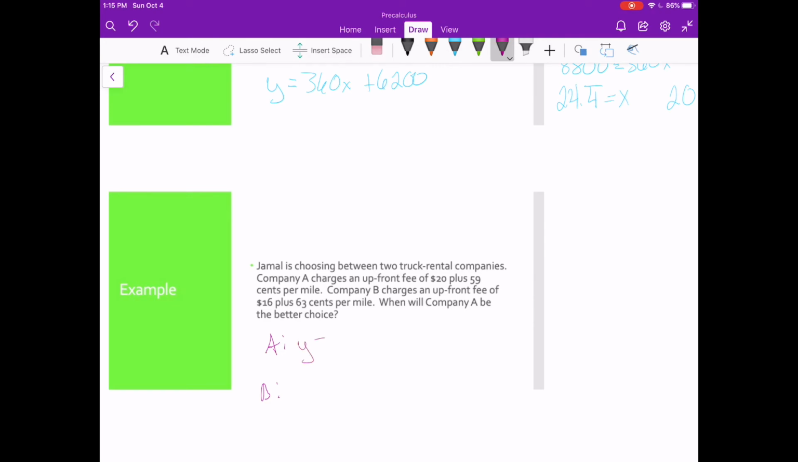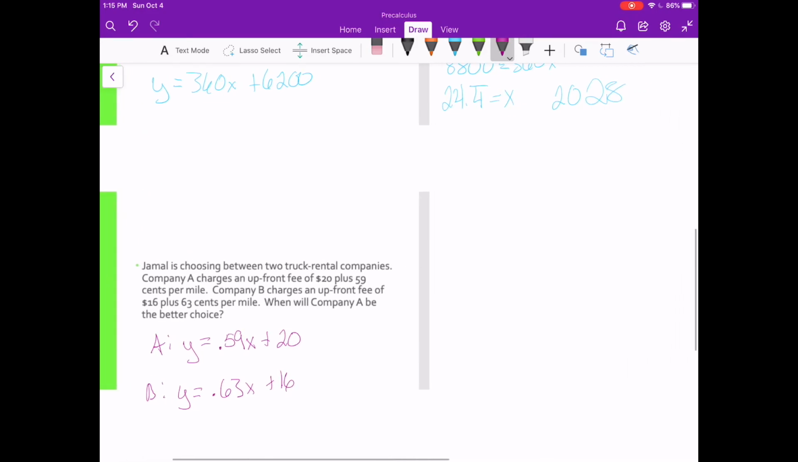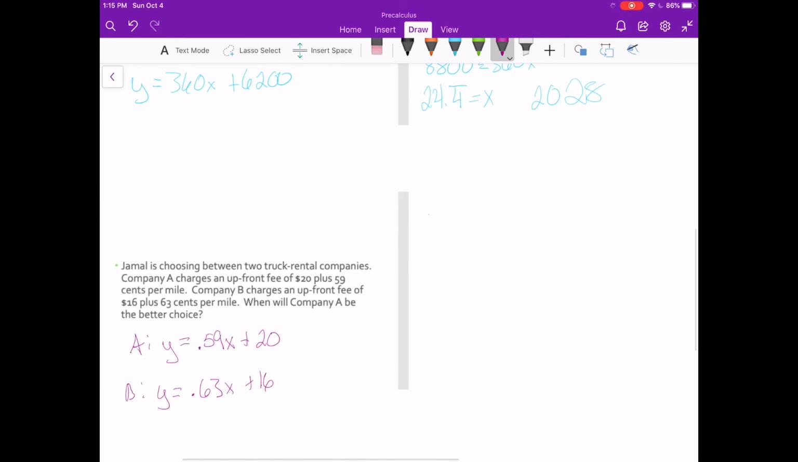So for A, our slope is our rate that we have, so 59 cents times x plus an upfront fee of $20. For B, it's 63 cents per mile plus $16. So to find out when Company A will be the better choice, we're going to set them equal to each other.